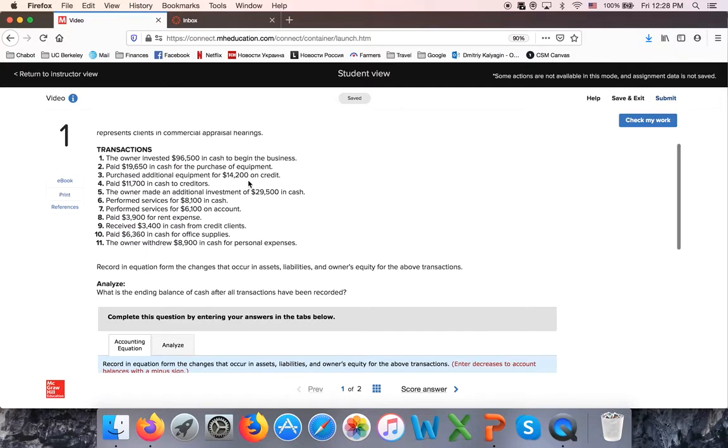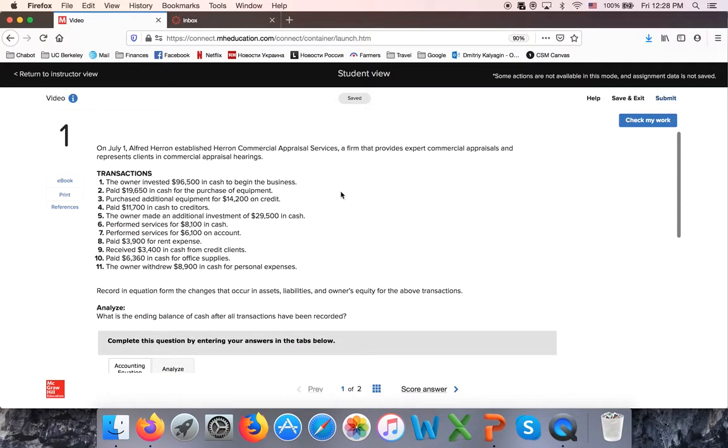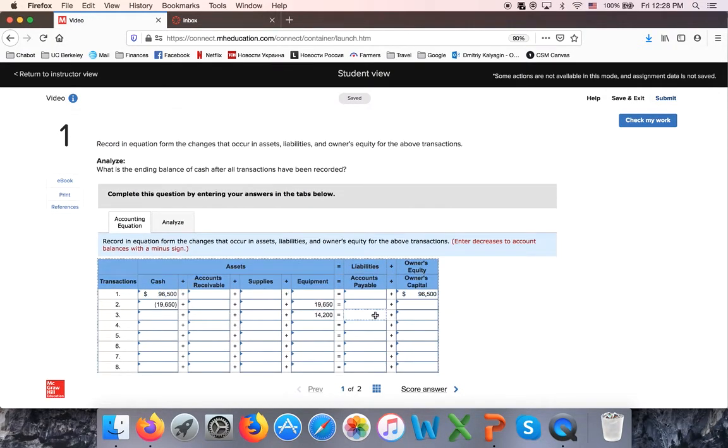I purchased additional equipment on credit, 14,200. So my equipment goes up, but on credit means that I did not pay cash. I bought it from somebody and I will have to pay later. So the phrase on credit or on account, bought on account, means I have to pay later. So it's accounts payable. Guys, also positive. Think about it, and it's not necessarily true, but for now, you use the credit card. You bought equipment, equipment is up, and your credit card balance is up. And AP is a liability.